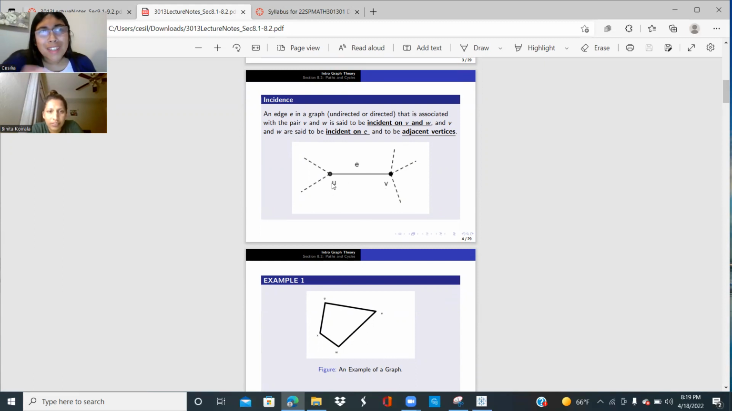I know she has some sort of typos on these slides too. But I don't mind overly, but okay. So I'm guessing since V and U are incident on E, these vertices are adjacent vertices.